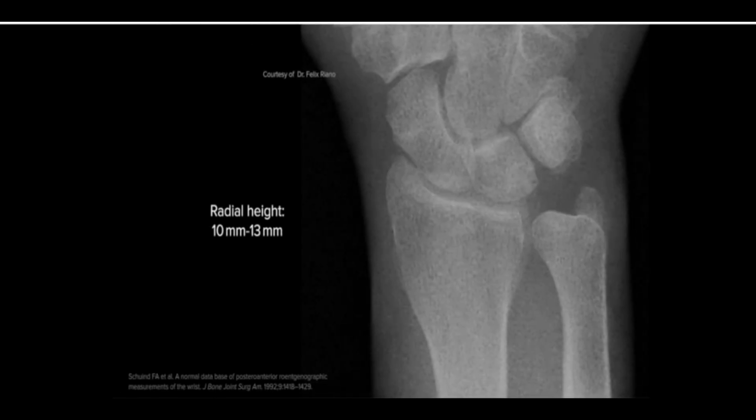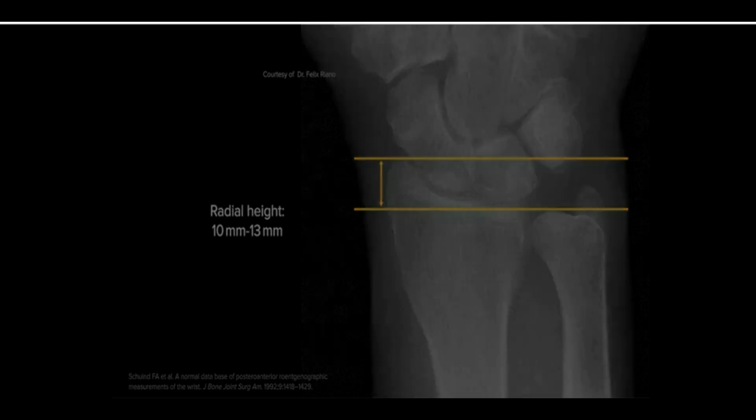The radial height or radial length is measured on the PA radiograph as the distance between a line perpendicular to the long axis of the radius passing through the distal tip of the radial styloid. The second line transects the distal articular surface of the ulnar head. The normal average height is 10 to 13 millimeters.